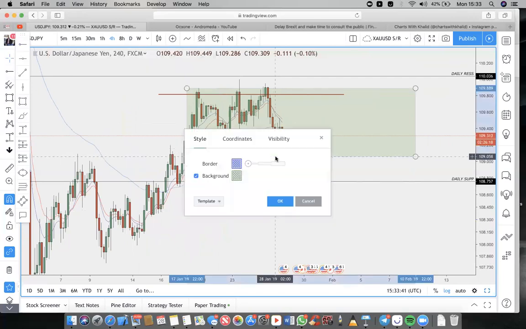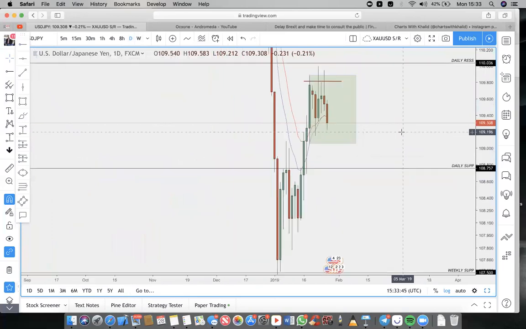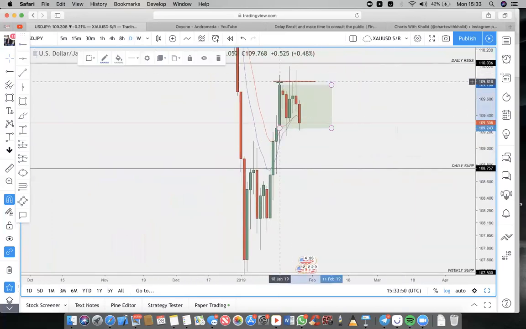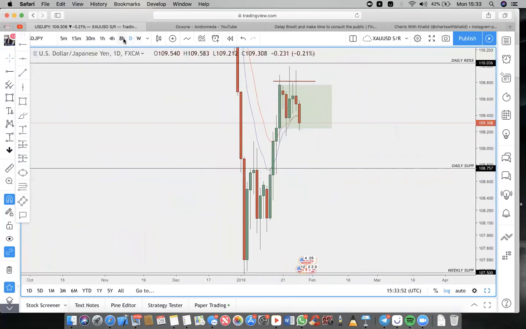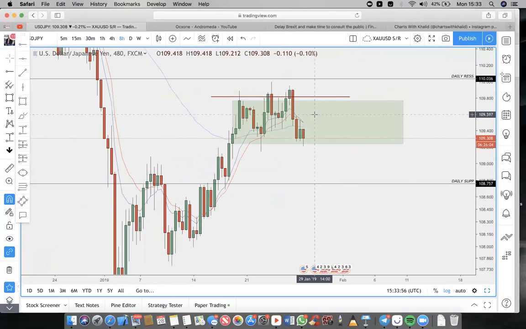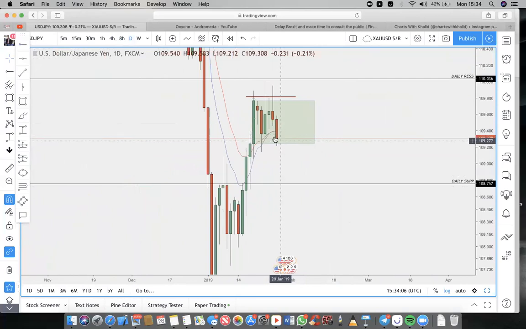Price is consolidating on the daily. So to be honest, once we break out of this area on the daily time frame, then we could look for potential shorts if we break to the downside. Got these fake outs here. Remember, this is a daily consolidation. So when we see a break on the daily, a breaking close, sorry.